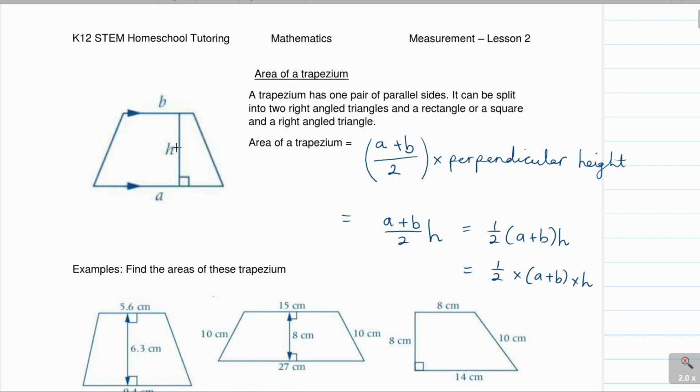Okay, so your two sides, your A and your B, are the parallel sides. Right? Your H is the perpendicular height. Now, looking at this diagram here, your H could also be here. As long as you have a right angle being formed there, your H could also be here. Alright. We could also split this shape into two right angle triangles and a rectangle or a square. Okay? Or a square and a right angle triangle.